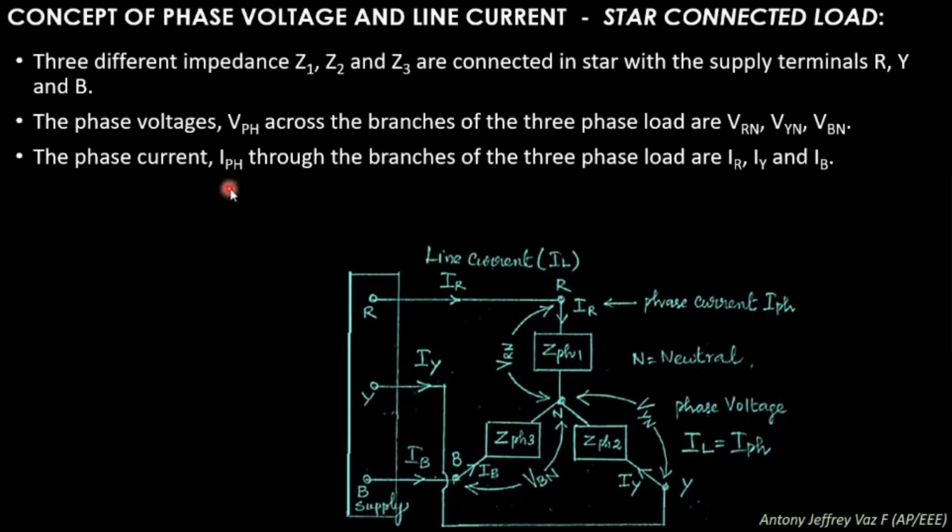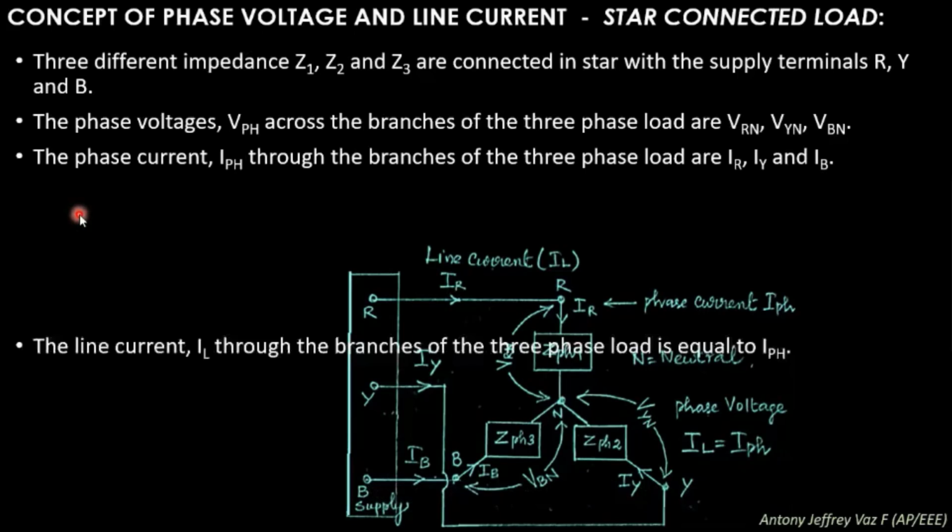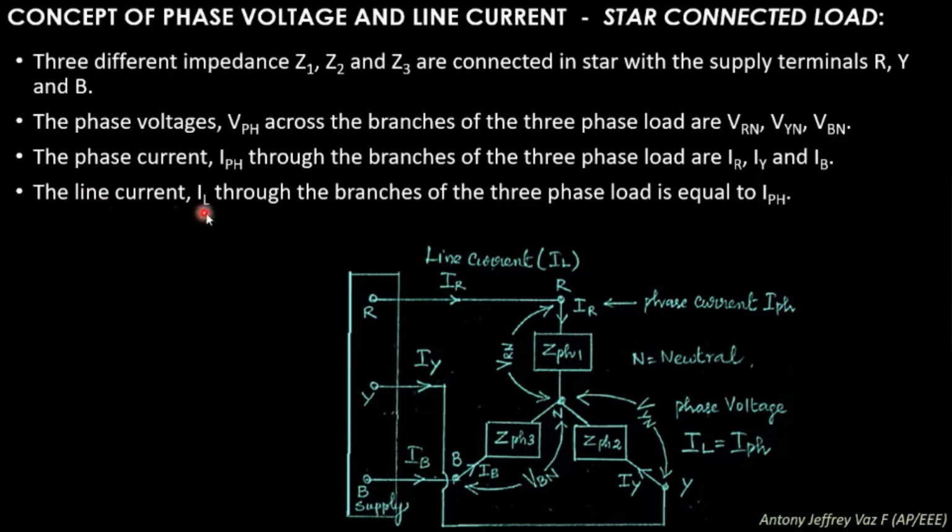The phase current I phase through the branches of the three phase loads are IR, IY and IB. The line current IL through the branches of the three phase loads will be equivalent to I phase. So you know that since the line currents are equivalent to phase currents, the line current IL will be equivalent to the phase current IB. Okay, it is written in a sentence.